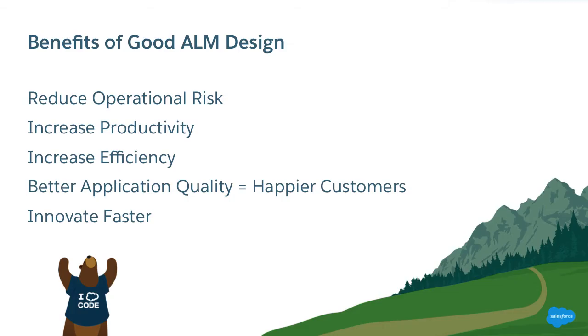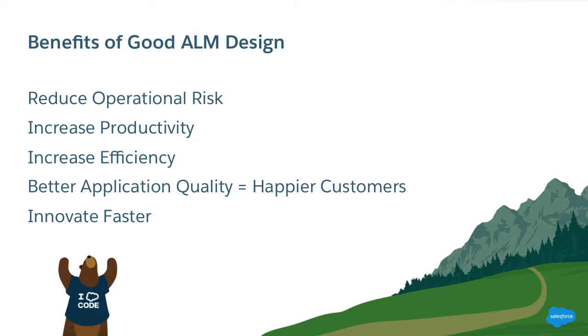Following good ALM practices can have a lot of benefits. For one, it reduces operational risk by minimizing disruption to your active production org. You can also raise productivity by allowing your developers free access to these standalone environments instead of working within the confines of your production org. You can train users in a real-world environment without having to risk any ill effects to your production org.